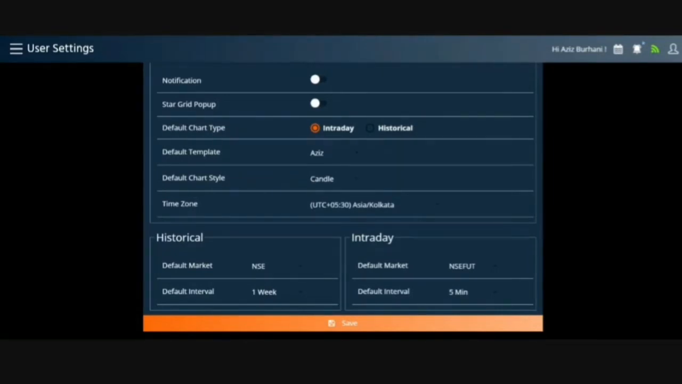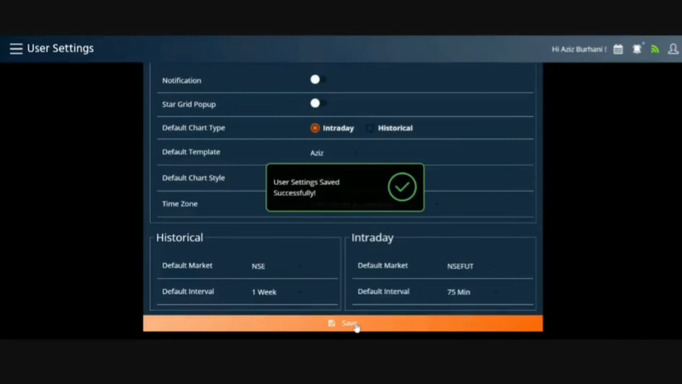Similarly for intraday, most people trade NSE futures for intraday. So you can select the default market as intraday, and you can select your default interval, whether you want a 5-minute chart, a 25-minute chart, a 75-minute chart, or a 125-minute chart. If you are a carryover trader, and a 75-minute trader, you can select 75-minute as your default time frame, and then you can save.